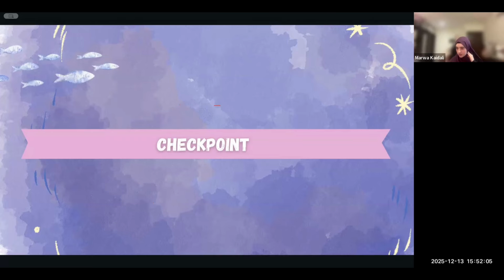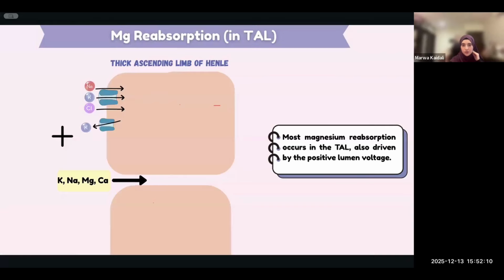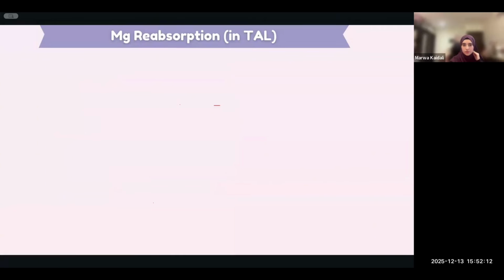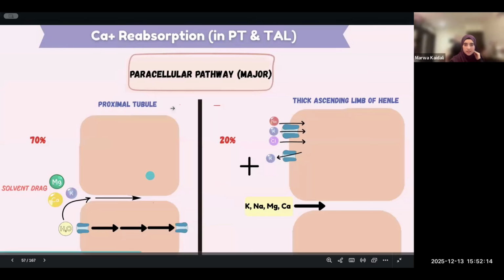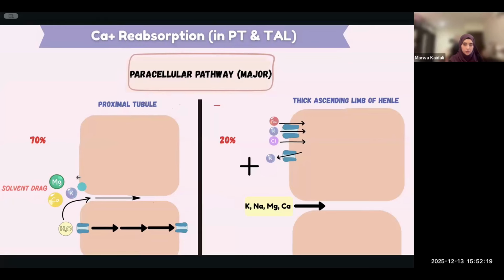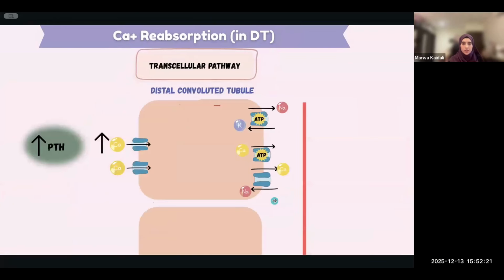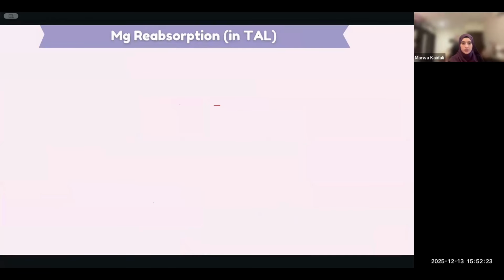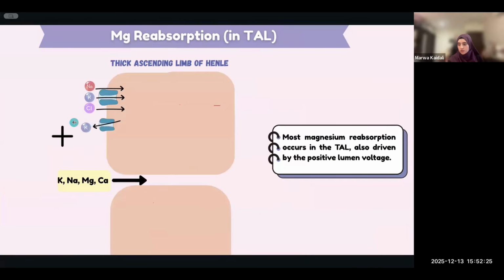So most of calcium is transferred. Yes, exactly. That's a very good point. Someone said that most of the calcium reabsorption occurs in the proximal tubule through the solvent drag, which is very true. And most of the magnesium reabsorption will occur through the potassium backleak. Yes, you're right, Noor.